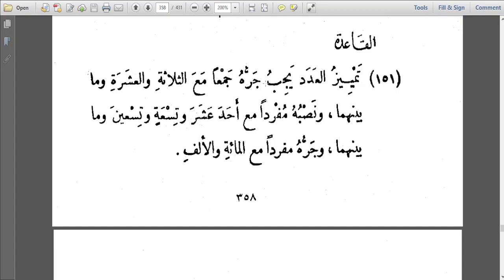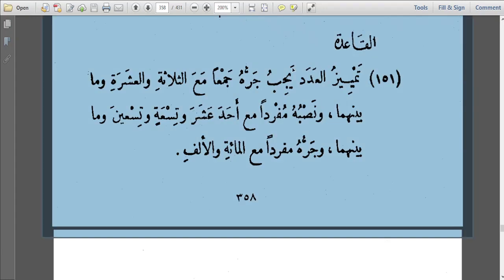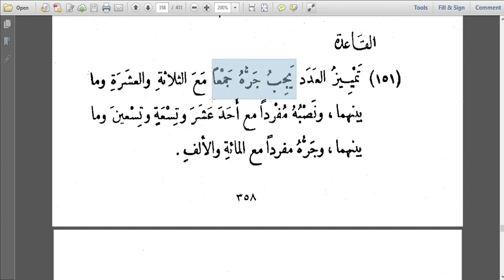And then the قاعدة says: تمييز العدد يجب جره جمعا مع الثلاثة والعشرة. So when the numbers are from ثلاثة إلى عشرة, 3 to 10, the تمييز must be plural and also مجرور. That's why it says يجب جره جمعا. It must be مجرور. جره means it must be made مجرور. It must take كسرة. جمعا, and also it must be plural from 3 to 10. And it says وما بينهما, 3, 10 and what falls in between them. ونصبه مفردا, the تمييز must be منصوب and singular.